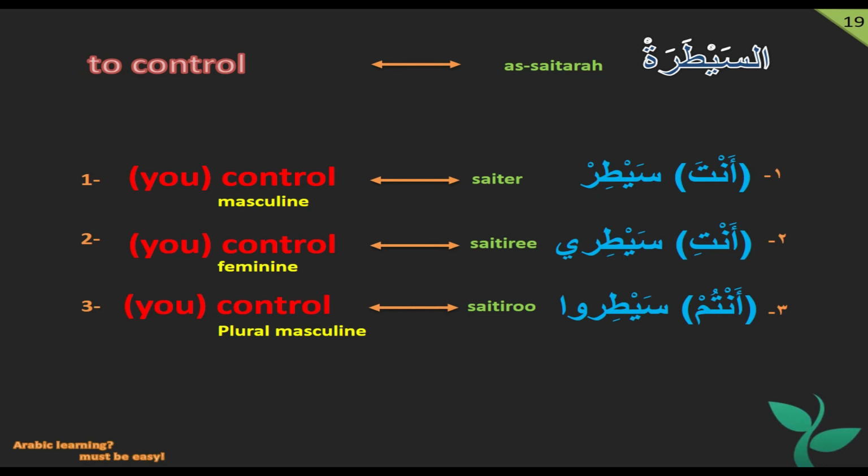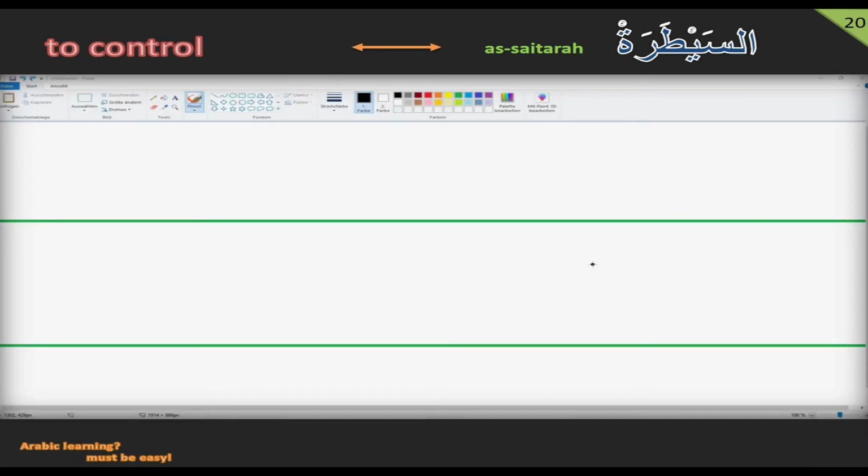Number 1 we have سيطر, directly without saying أنت سيطر, directly سيطر. سيطر means control for masculine. Number 2 سيطري. سيطري means control for feminine. Number 3 سيطروا. سيطروا means control for plural masculine. Now a video to show how to write them.